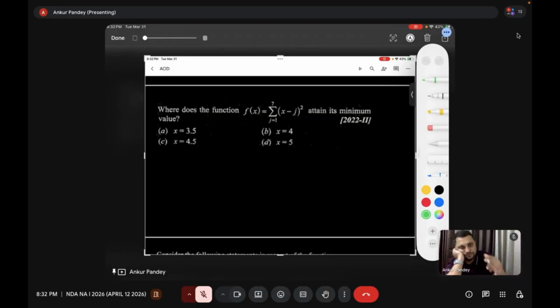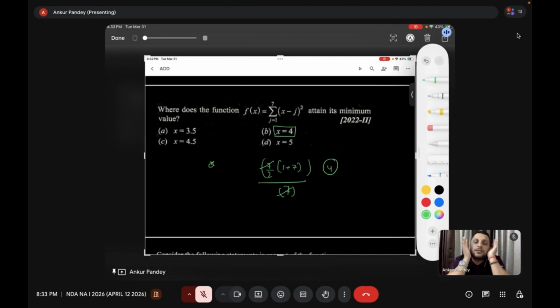Chalo, I'll explain. The sum of 1 to 7 is total number of terms upon 2, first term plus last term, whole divided by total number of terms. Sum by total number of terms is our answer. 7 got cancelled. Yes or no? 4. So at x equal to 4, they are actually calculating deviation square.